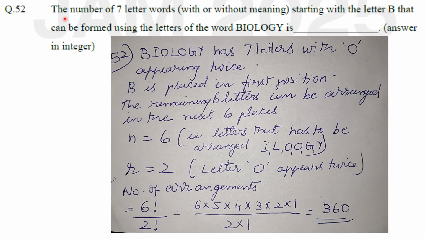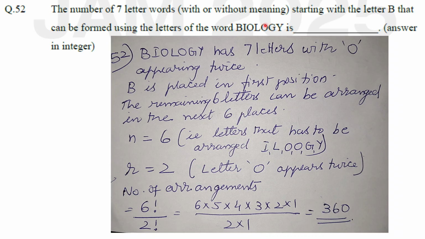Then next one, the number of 7-letter words with or without meaning. Okay, it can be any letter, any words starting with the letter B that can be formed using the letters of the word biology. So your first letter has to be B, but I, O, L, O, G, Y can be any combination, anything. See that O is repeating twice.